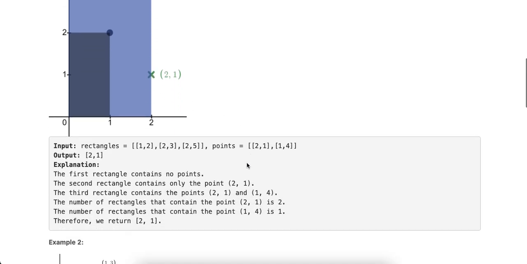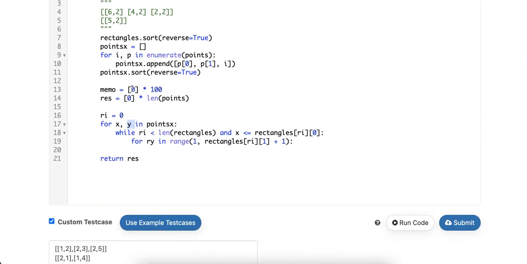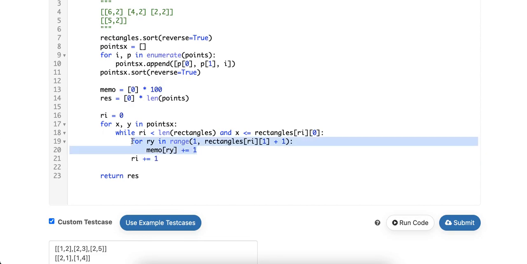Okay, so that's the idea. The index of the memo is actually reflecting the y. That's why for each point we do this calculation: the memo ry will be plus equal to 1. At the end of everything, when we finish with this, we need to increase the ri because we already finished calculating the rectangles and we don't need it anymore.